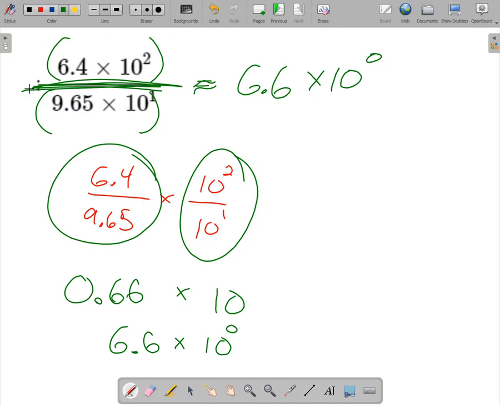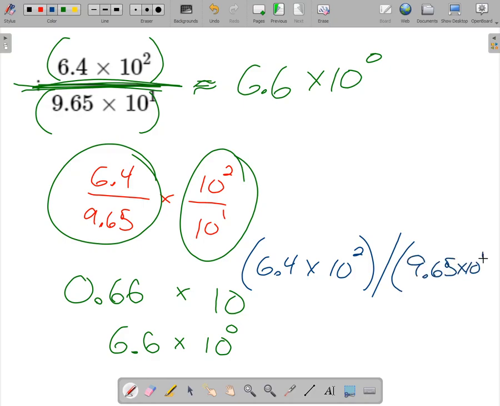How many people's calculator has a fraction bar that looks like that, horizontal? Some do. I don't have one on me. So in order for me to type that into my calculator, I would have to type it like this. Put it over here in blue. 6.4 times 10 raised to the second, in parentheses, divide, parentheses, 9.65 times 10 to the first. So now try it with the parentheses, see what you get.